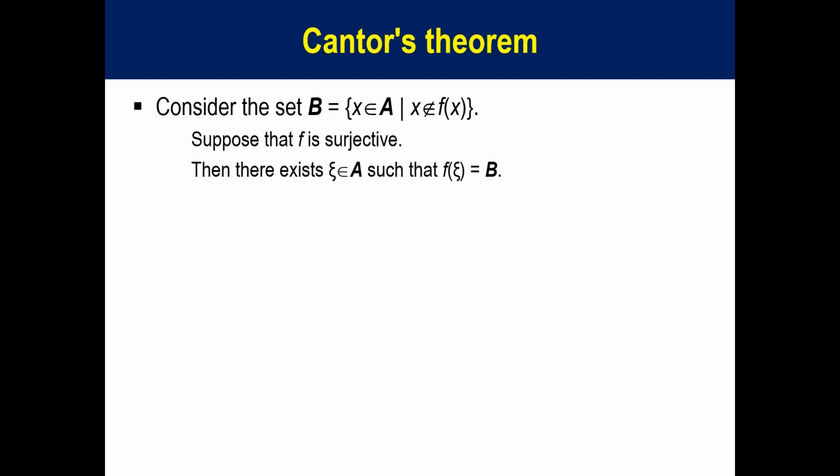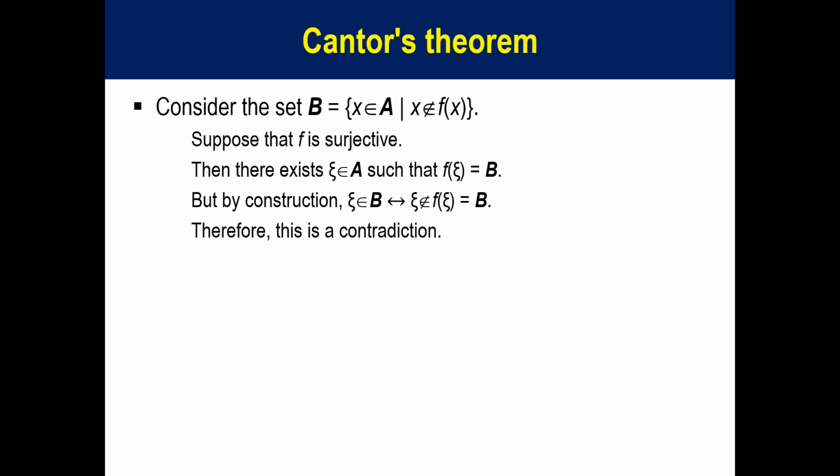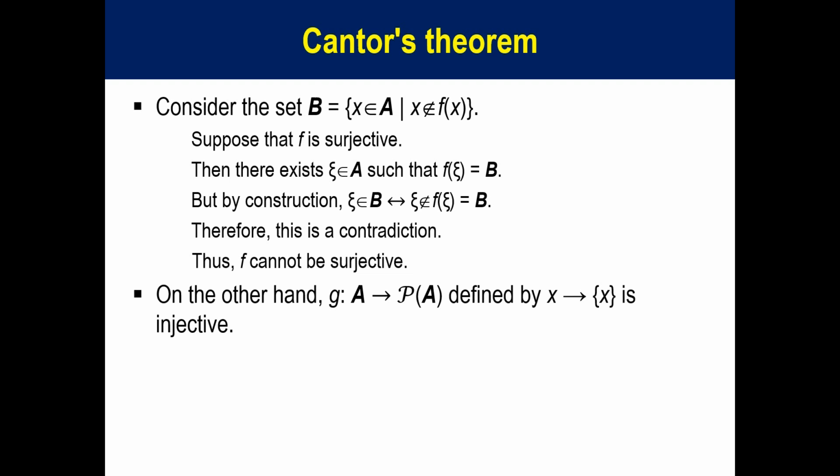But by construction, epsilon is not an element of f epsilon. Thus, this is a contradiction. Thus, f cannot be surjective. On the other hand, function g mapping a to pa defined as x to itself is injective. Therefore, card PA is larger than card A.